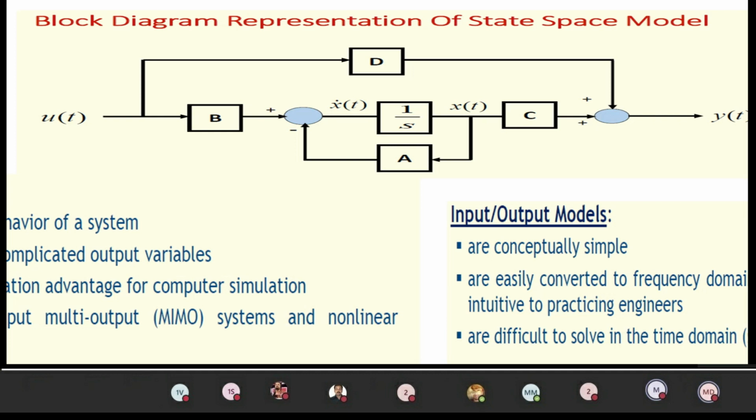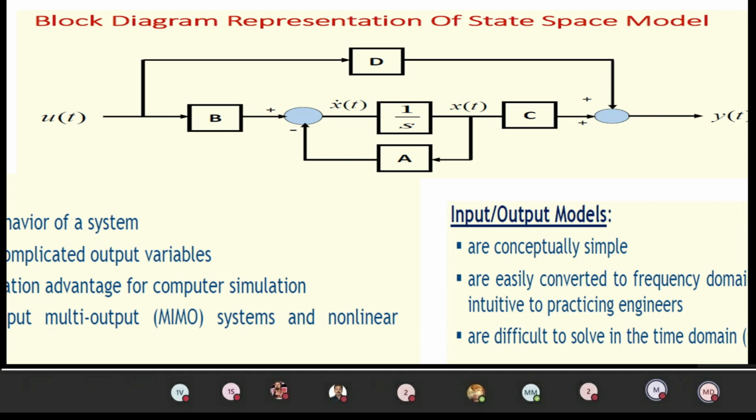Now you can see what the differences are between the input output model and the state space model. The input output model is also called the transfer function model. Using a state space model, we can consider and analyze the internal behavior of the system, and it is easy to incorporate complicated output variables. It also has a significant computational advantage for computer simulations. That is another advantage. It can also represent multiple input and multiple output systems.